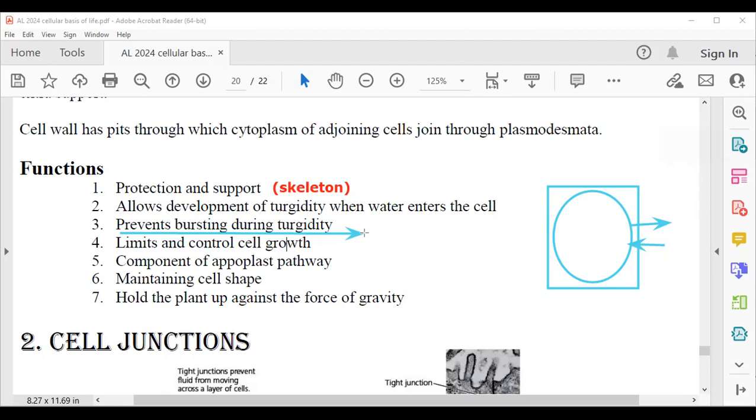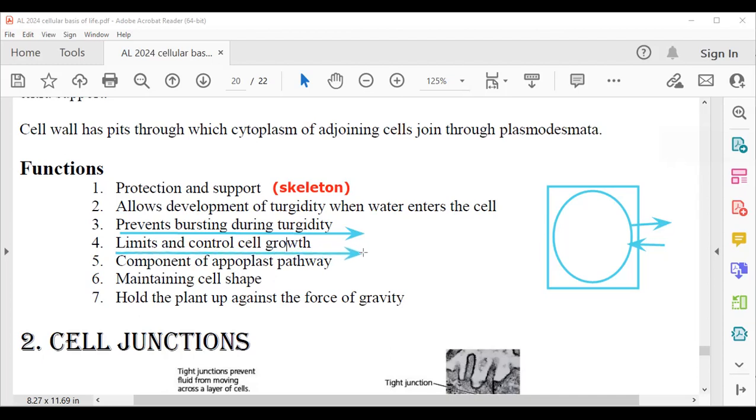Now see, there are aquatic plants there, correct? Are their cells bursting like that? No. Who is helping? Cell wall. Cell wall is helping on one side, vacuole is helping. It is osmoregulation, correct? So one side cell wall is helping, one side vacuole is helping. Another one, it is limiting and controlling the cell growth.